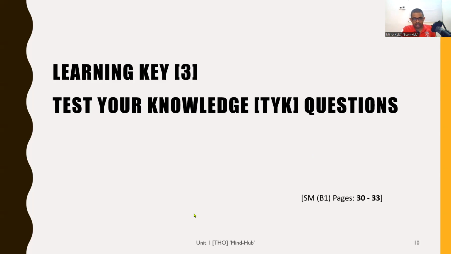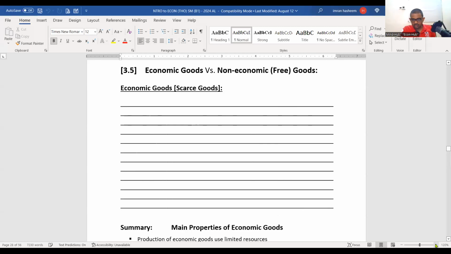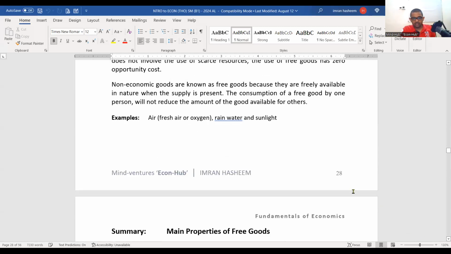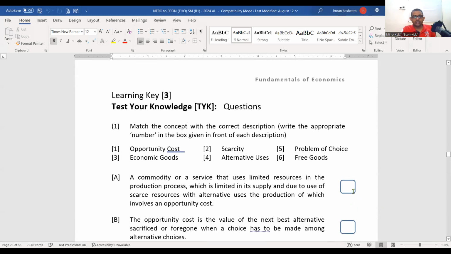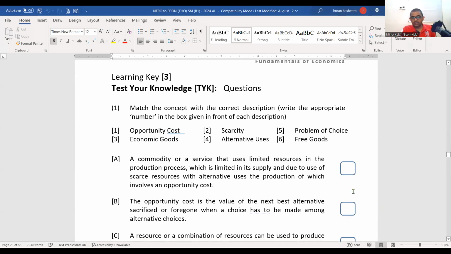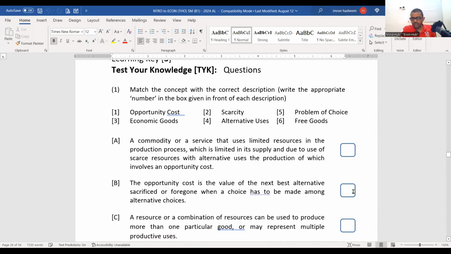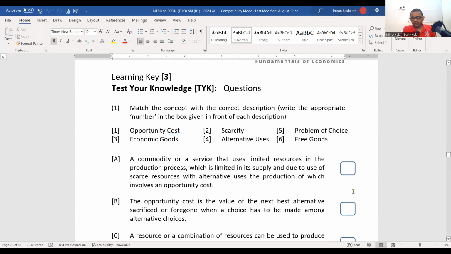So let me share the study material on the screen. Right. Okay, so learning key number 3. Did we do some of these? Or none of these? Can someone help me here? Did we do some of this? No, none of them. Right. Okay. We'll get it done.